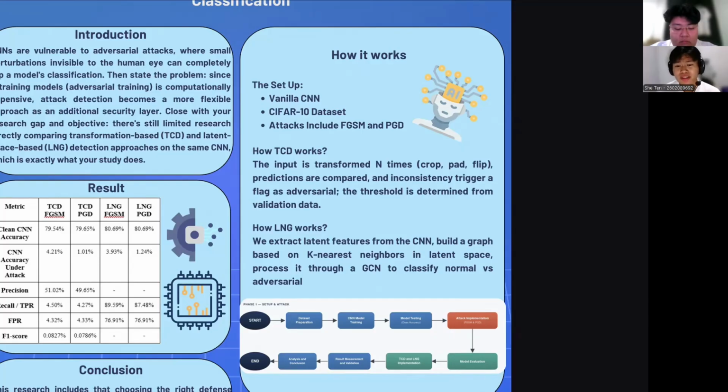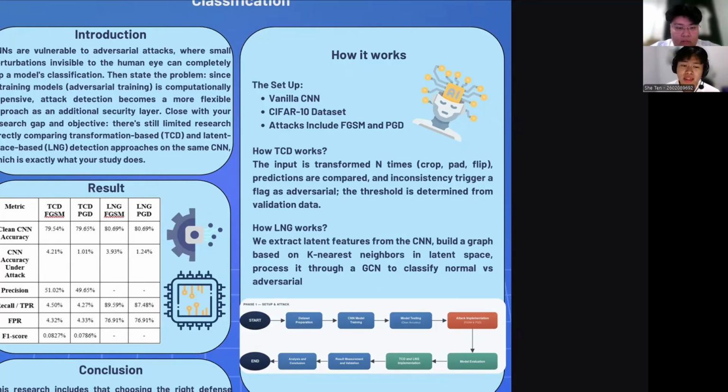But with an adversarial image, that tiny perturbation is fragile. When you transform the image, the perturbation gets disrupted and the model's predictions start jumping around. That inconsistency is the signal. If the predictions vary too much, TCD flags it as adversarial. The decision threshold is determined using validation data by comparing score distributions of clean and adversarial samples.